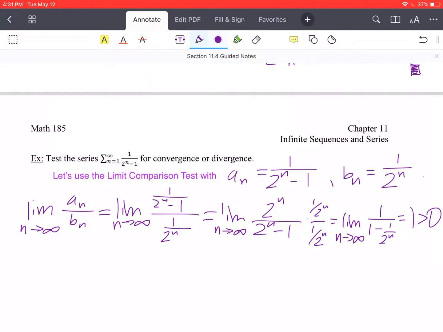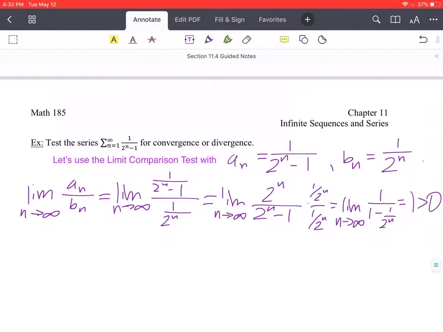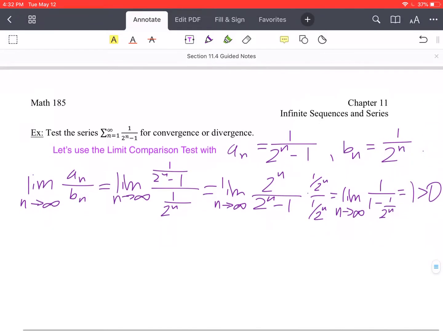Now, again, the limit comparison test does not tell us whether the series is convergent or divergent. It just tells us that they are the same. Either they both converge or they both diverge. But that value of 1 doesn't mean anything for what we're looking at. The 1 doesn't say it converges to 1. That is not what it says. It just says that either they both converge or they both diverge. That's all this limit comparison test tells us.